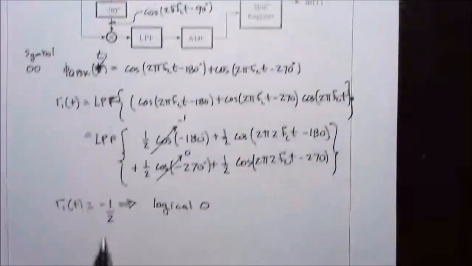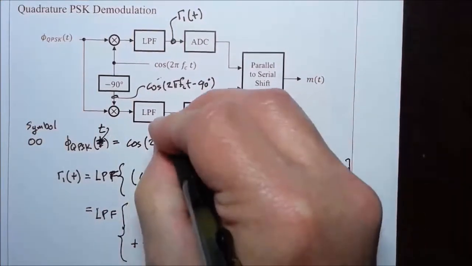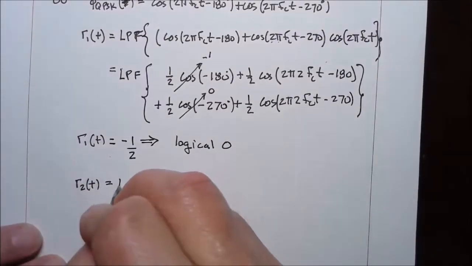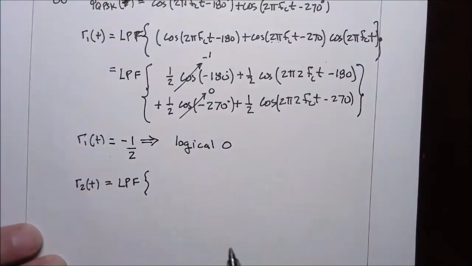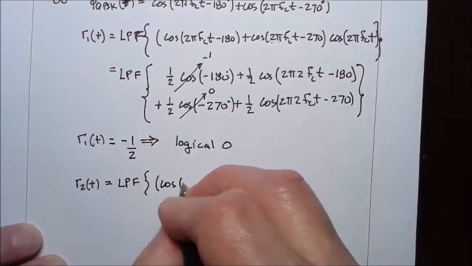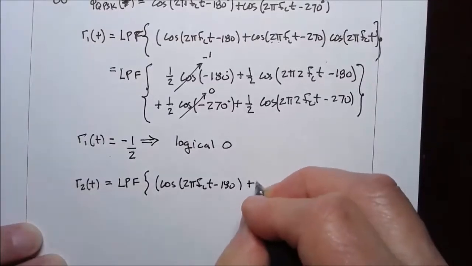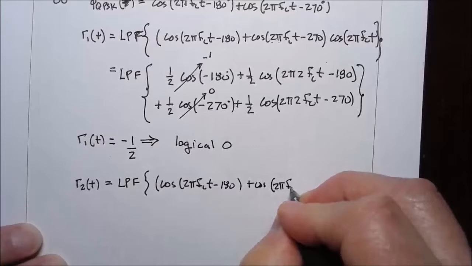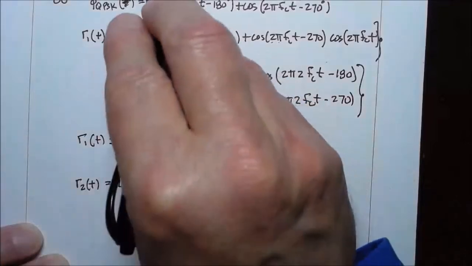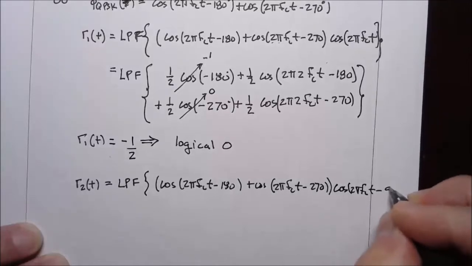If we go through the bottom path, let me label this R2 of t. R2 of t is equal to, again, the low-pass filtered version of this signal, cosine 2 pi fct minus 180 plus cosine 2 pi fct minus 270, and then we multiply that by cosine 2 pi fct minus 90 degrees.